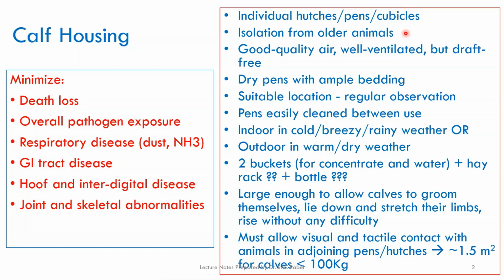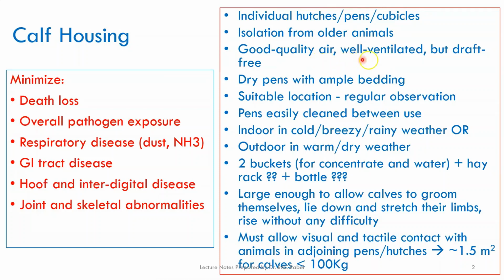That is one of the reasons we separate the calves soon after birth also. But then separating the calf from the mother and then keeping them one wall away from the adult barn is no good, right? Because if the adults are in the vicinity, the calves will get exposed to all the germs, pathogens from the adult population. So you have to make sure that it is isolated from the older animals. And of course, you have to have proper ventilation, good quality air.